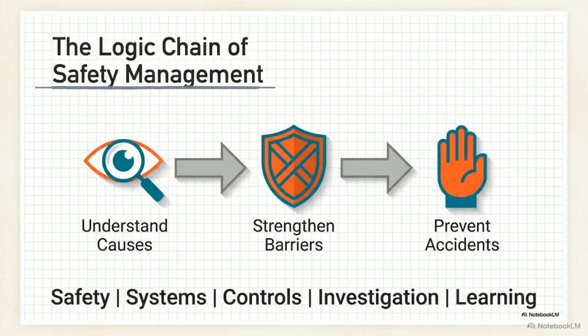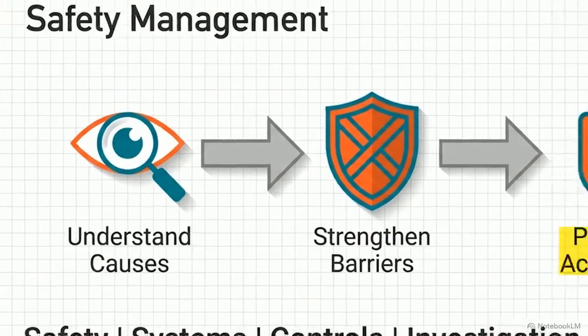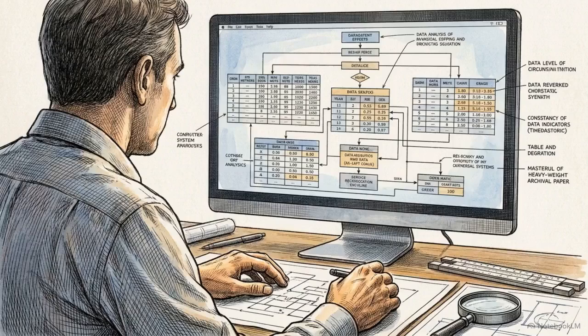To dissect vulnerabilities, we rely on the logic chain of safety management. First, isolate underlying causes, the magnifying glass, to strengthen defensive barriers. That is the only way to prevent the final accident. Reaching a reality where zero accidents occur is impossible if you rely on reactive guesswork. You have to systematically apply highly structured analytical tools.